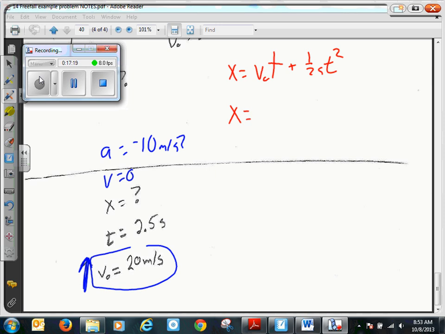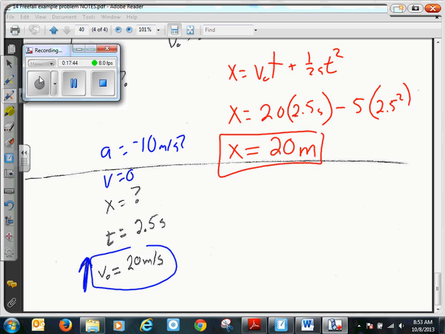My initial velocity is 20. My time is 2.5 seconds. Minus 5 times 2.5 squared. My total displacement is 20. And is it in the positive direction? Okay, 20 meters. Okay, 20 is a good estimation, but the actual answer is 18.75 meters. And that is the correct answer.